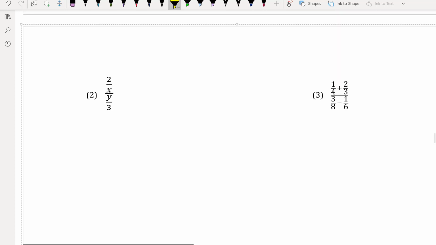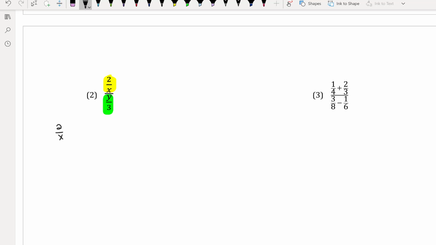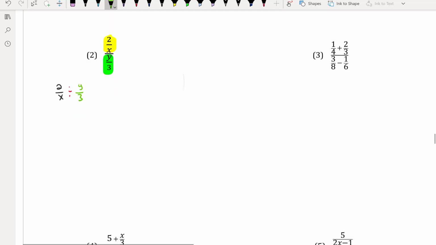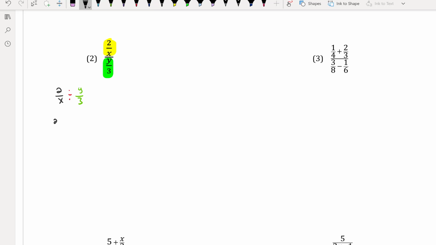For number 2, it's the same process. I have that numerator and I have the denominator. So I'm going to rewrite this. I have my 2 over x being divided by that fraction, which is y over 3. So I'm going to do the copy times flip. I copy the first fraction, change it to multiplication, and then flip it, so I have a 3 over y. Numerator times numerator, I have 2 times 3, and my denominator is x times y. Nothing can cancel out, nothing has like terms, so I have 6 over xy as my final answer.